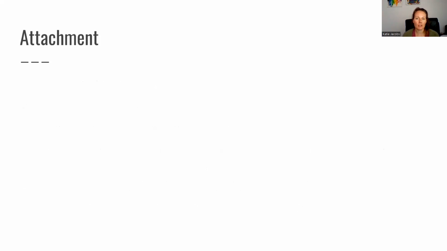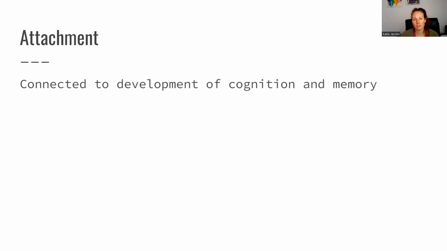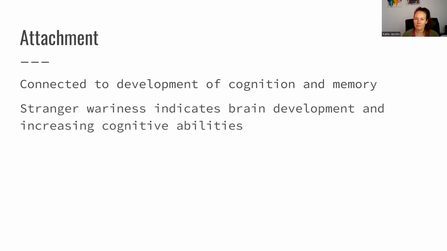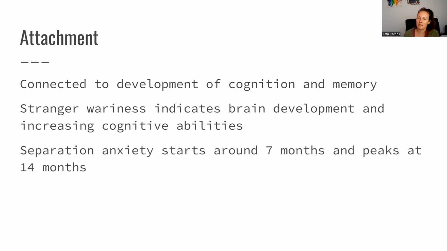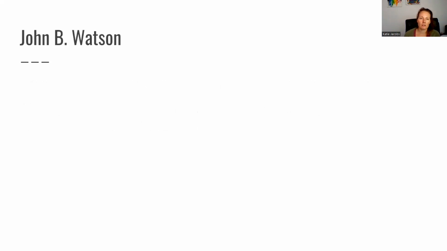So we also move on to attachment theory, which is huge. They actually say that attachment is connected to the development of cognition and memory. For example, stranger wariness, being wary of new people, indicates that the brain's developing and the cognitive abilities are increasing. Even separation anxiety, which starts around 7 months and peaks at 14 months, shows that the child is able to remember who they're around frequently, who their caretaker is, and who they want to be around to get their needs met. And so when we're talking about these different things, we're back to John B.